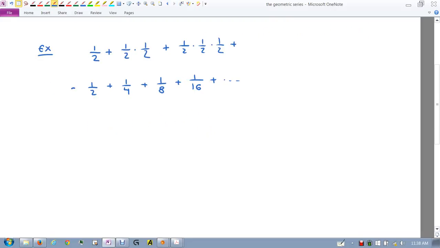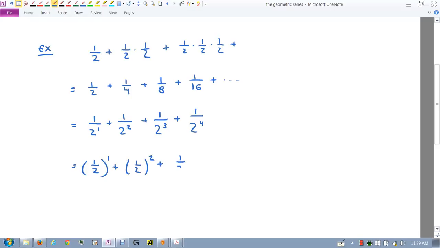So it might be worth it for me to rewrite this using what they have in common so that I can find a pattern. Do we agree with this? 1/2 is 1/2 to the first power, 1/2 squared, 1/2 cubed, 1/2 to the fourth. And even better, I could write 1/2 to the first power, and then 1/2 to the second power, and then 1/2 to the third power, and then 1/2 to the fourth power, right? Plus dot, dot, dot. That keeps going. I forgot to say dot, dot, dot on the other one.